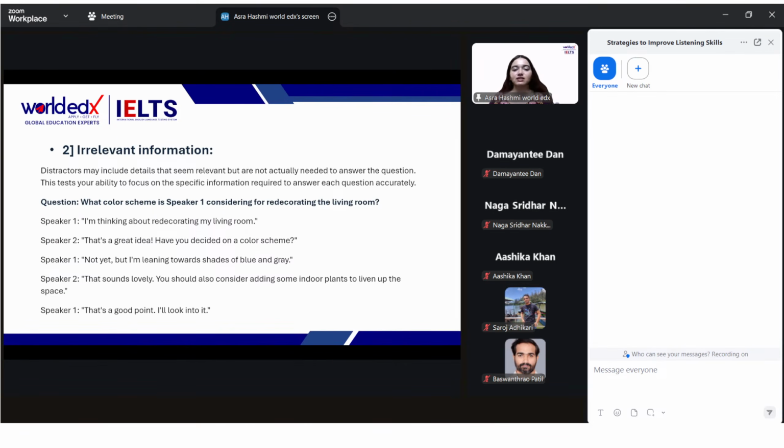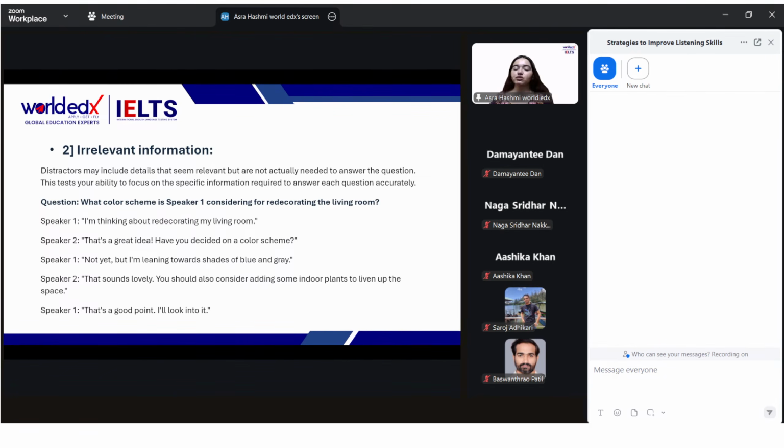So speaker one says, I'm thinking about redecorating my living room. Speaker two says, that's a great idea. Have you decided on the color scheme? So speaker one says, not yet, but I'm leaning towards shades of blue and gray. Okay. Now that sounds lovely. You should consider adding some more indoor plants to liven up the space.